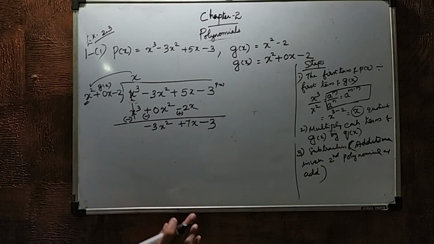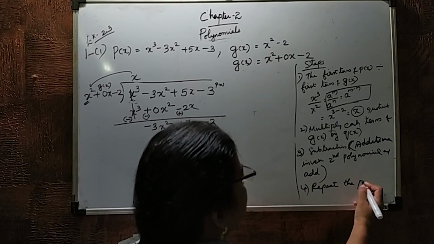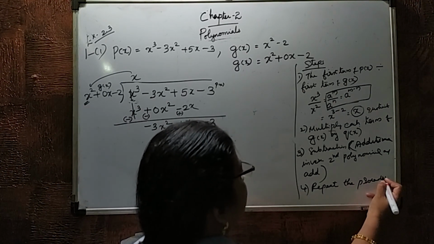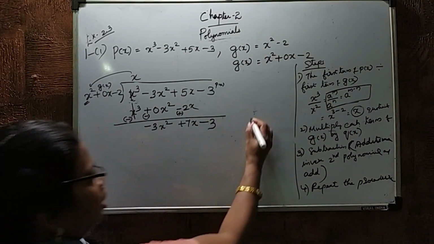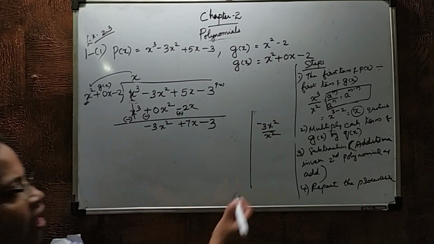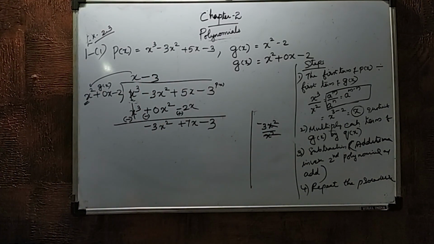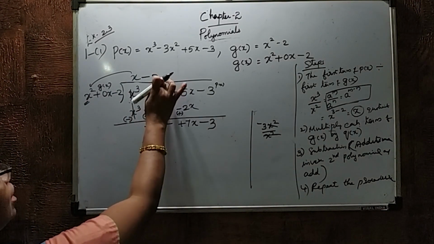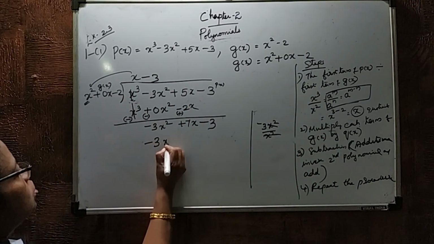So next, the same thing. Now fourth, repeat the procedure. Same thing. That means negative 3x square divided by x square. Negative 3x square divided by x square. What will happen? X square and x square cancel. So only negative 3 is there. When there is a negative sign, don't think that it is not needed. Whenever there is a negative, you have to take it correctly. So now look, x minus 3. Now what is the next step? Second step, multiply each term. Negative 3 into x square, negative 3x square.